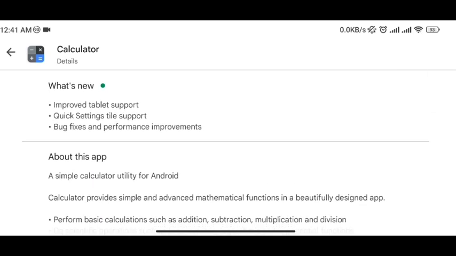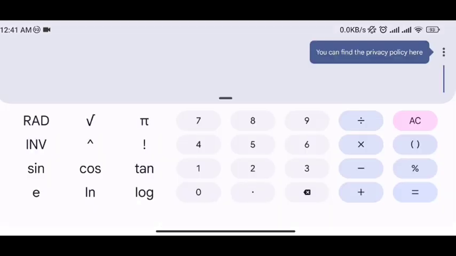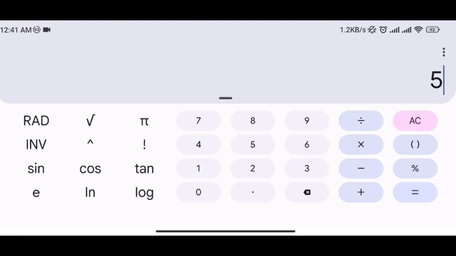Now click on open of the calculator. Here is the calculator, opened. You can calculate here. I calculate 5 plus 5 equal to 10, minus 52 equal to minus 42, plus 100 equal to plus 58, into 6 equal to 348, divided by 6 equal to 58.